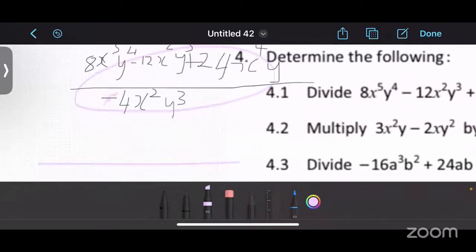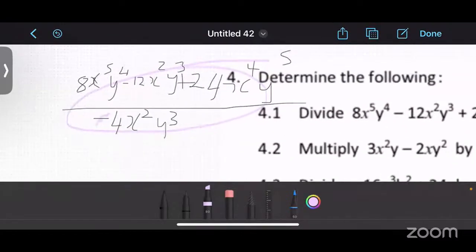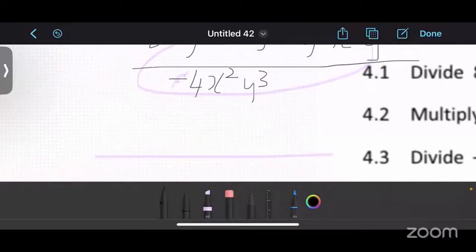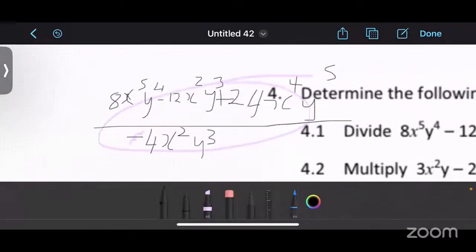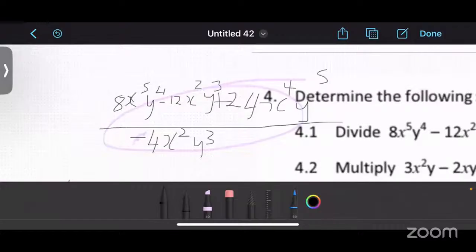And when I'm looking at these 8, 12, 24, and 4, I can see that a 4 can go into 8, it can go into 12, it can go into 24, and it can also go into 4, right? So that means my highest common factor is going to be 4. So I'm going to have my 4 over here. And then again, if you look at all the terms, they all have x and y.